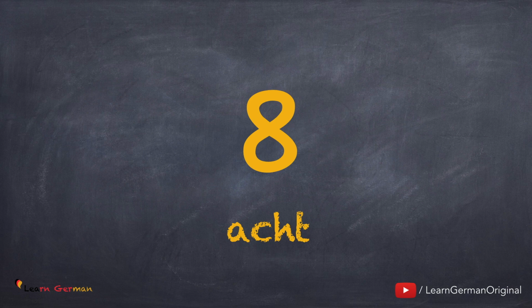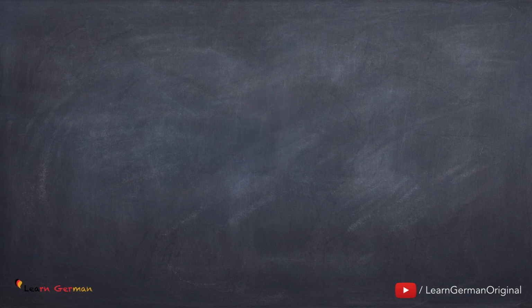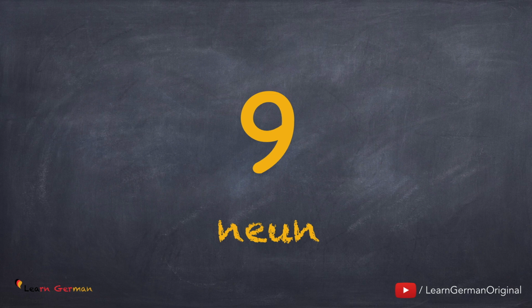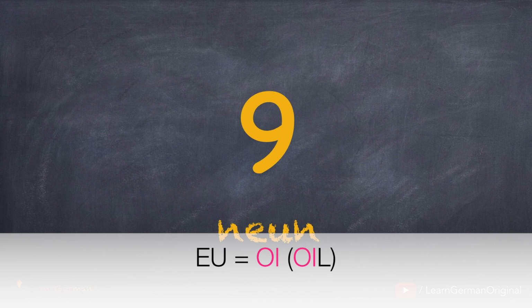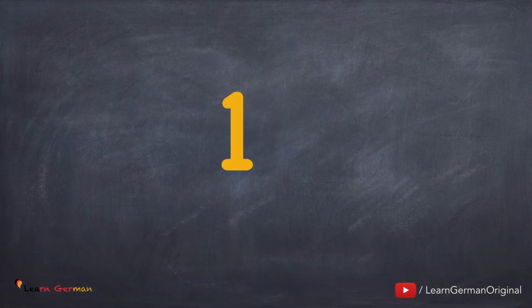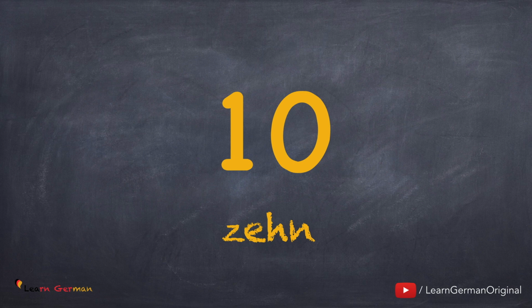Acht. Once again, acht. Neun. Once again, neun. In this case, EU is pronounced like OI, for example, in oil in English. Zehn. Once again, zehn. Hope you remember the pronunciation of Z in German. It's TS.